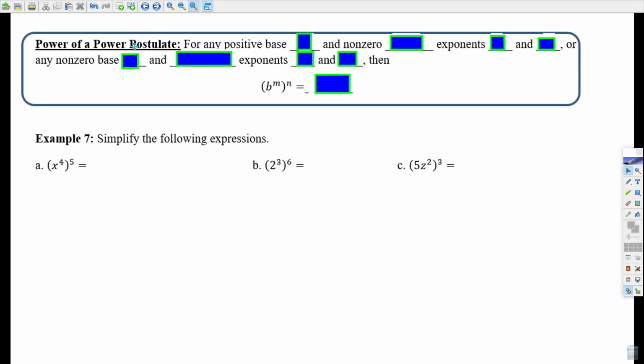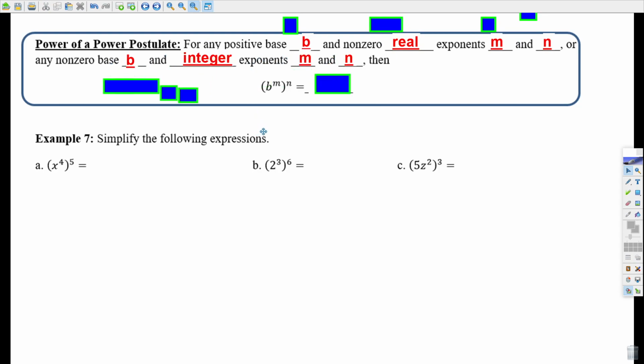We have 2 more properties. So this is a power to a power now. Before, we were just distributing a power. Now we have a power to another power. So for any positive base b and non-zero real exponents m and n, or any non-zero base b and integer exponents m and n, easy, quick things to fill out. So here's your b value. We have m and n. If one is being raised to a power to another power, then that just means we're going to be doing multiplication between the two, right? It's kind of like you distribute it, but it's multiplying the powers together. So we get m times n in the exponent, b to the m times n.